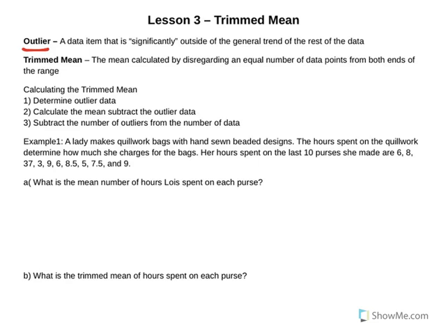So when we have a trimmed mean, we're going to have the mean without these outliers, and it's a more approximate version of the mean because the outliers skew the data one way or the other.